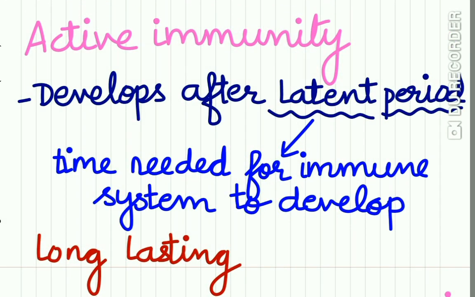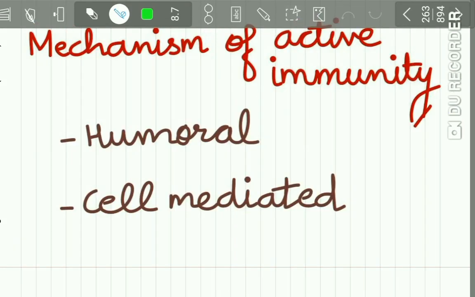So, the active immunity develops after a latent period. Now, what is this latent period? It is the time needed for the immune system to develop. Once this active immunity has been developed after the latent period, it is long lasting.